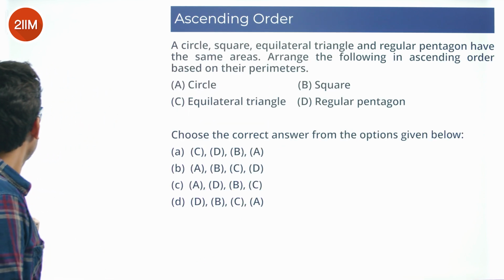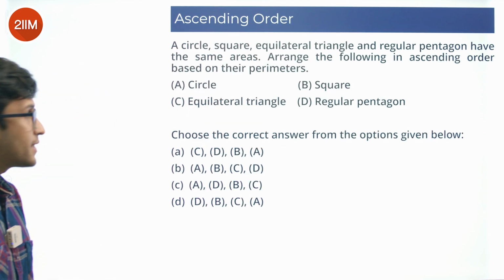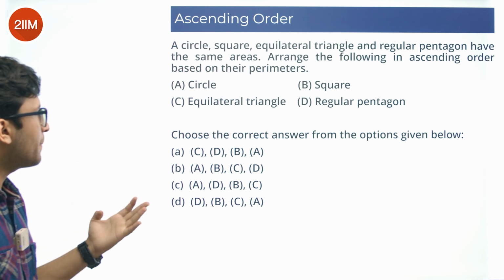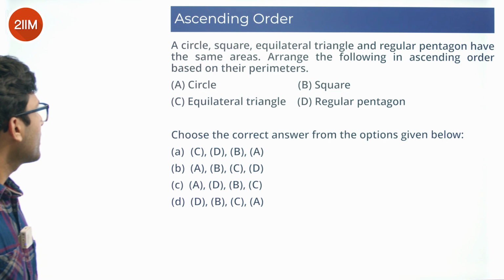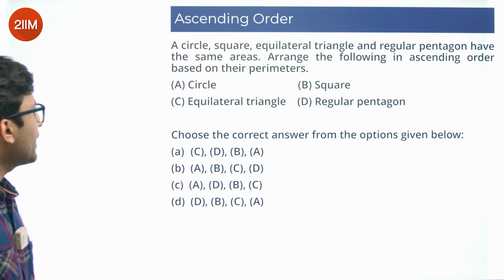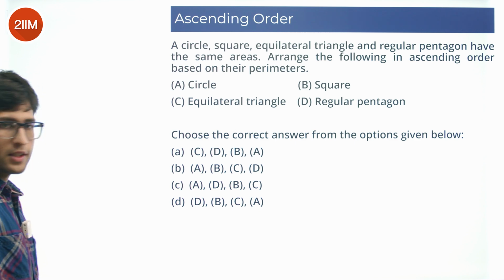Ascending order. Let us try understanding this question. A circle, a square, an equilateral triangle, a regular pentagon have the same areas. Okay, arrange the following in ascending order based on their perimeters. Okay, so this is my question.